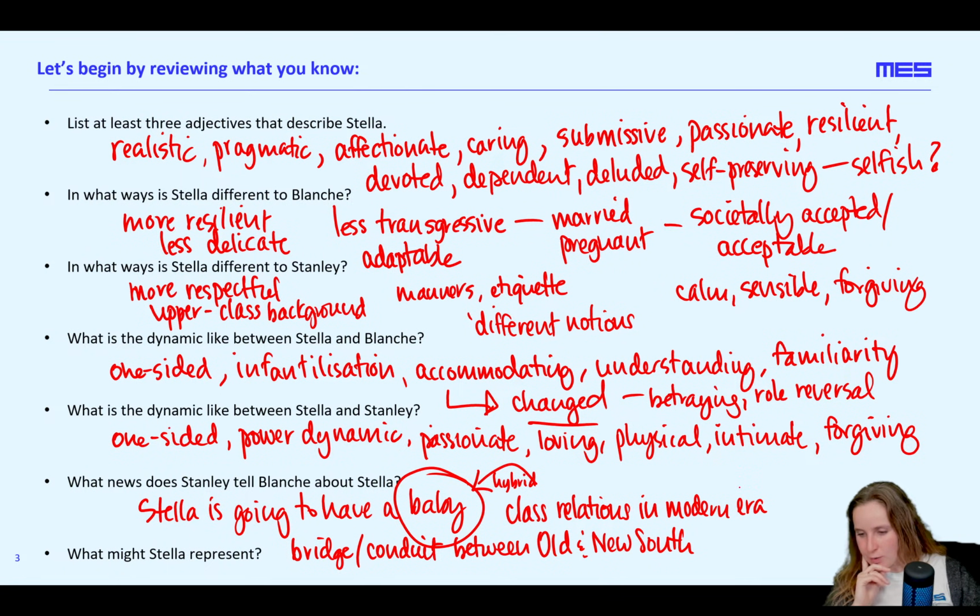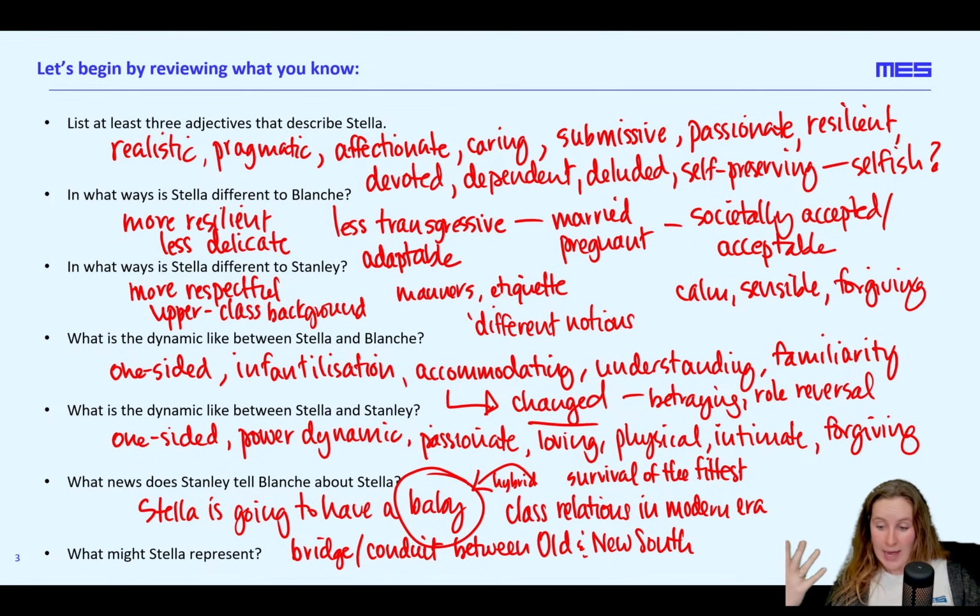With this as well, she could also represent this idea of, if we're talking about being adaptable, the survival of the fittest from Darwin, where this Stella is the way that society has to adapt going forward, particularly in terms of class, in order to survive here. And then the same for if we think about women here.